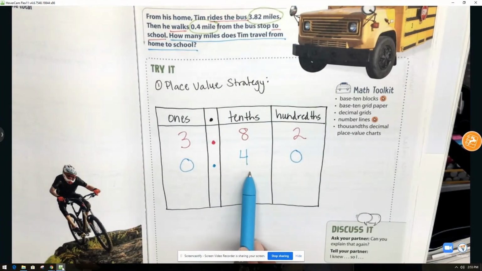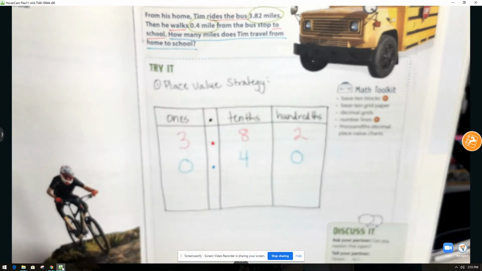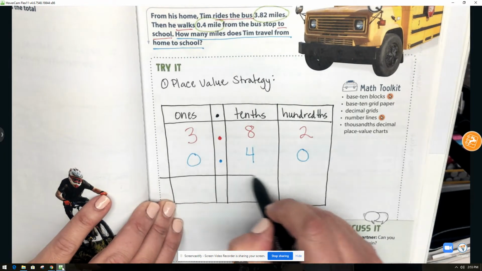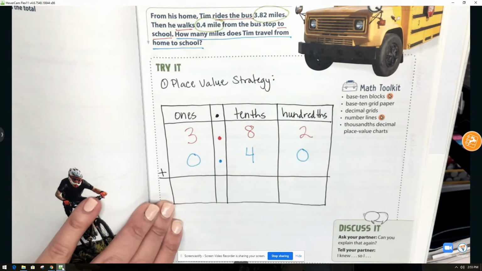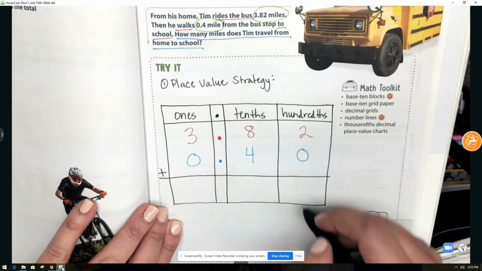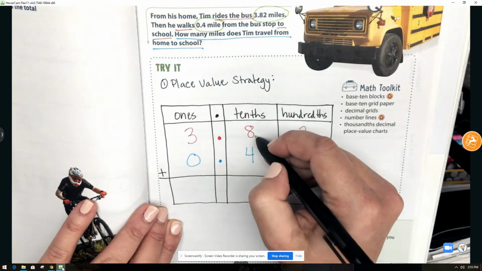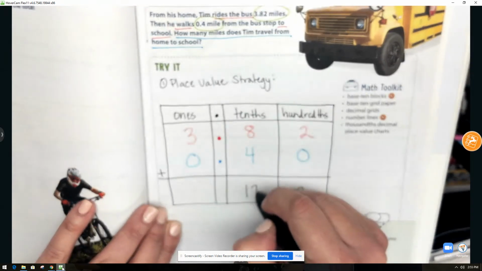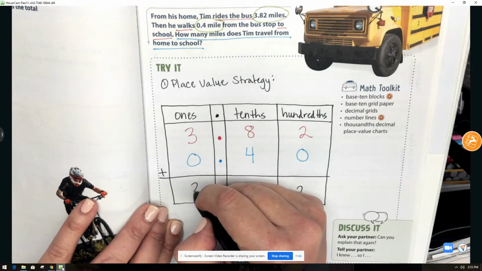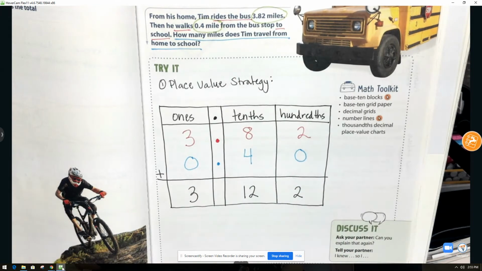Then we have our 4/10 of a mile. Now we're simply going to, using the place value chart, add those two decimals together. So 2 plus 0 is 2. 8 plus 4 is 12. And then 3 plus 0 is 3. Can we do that?